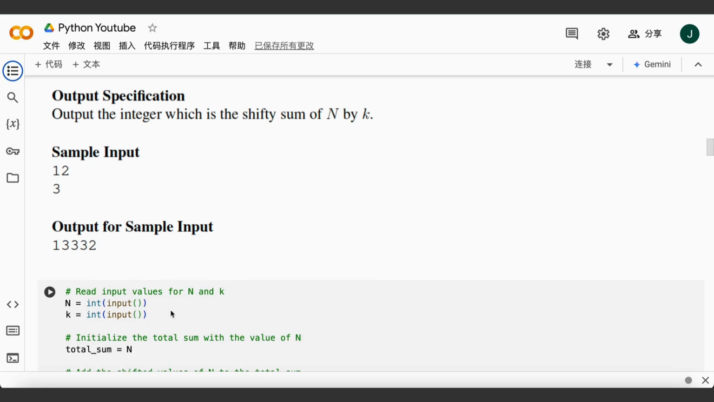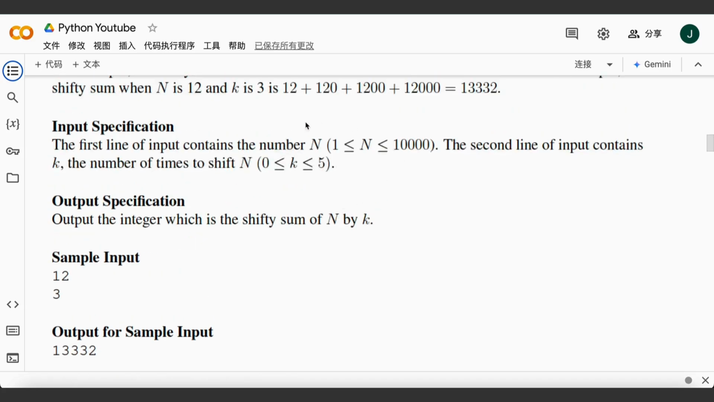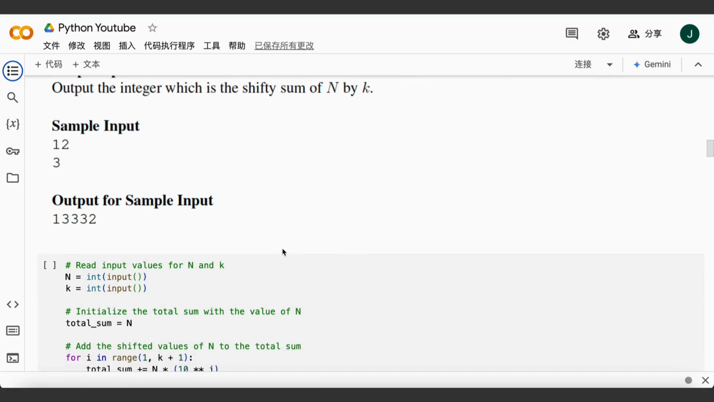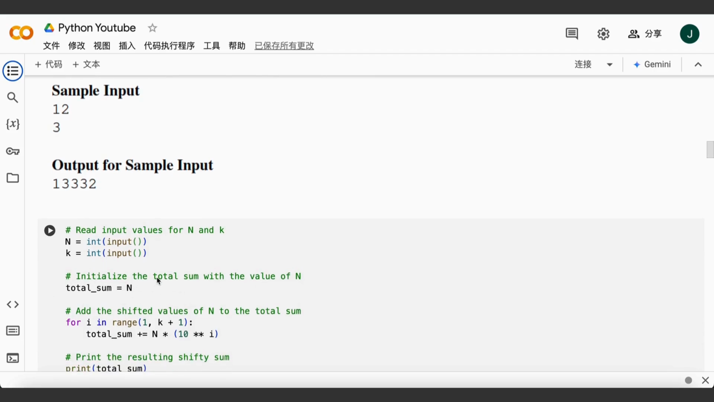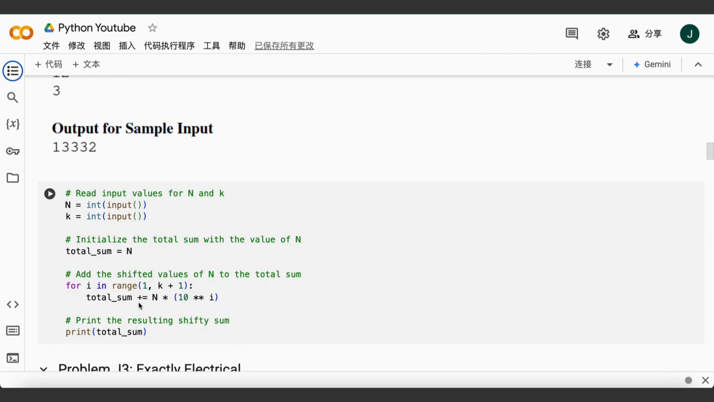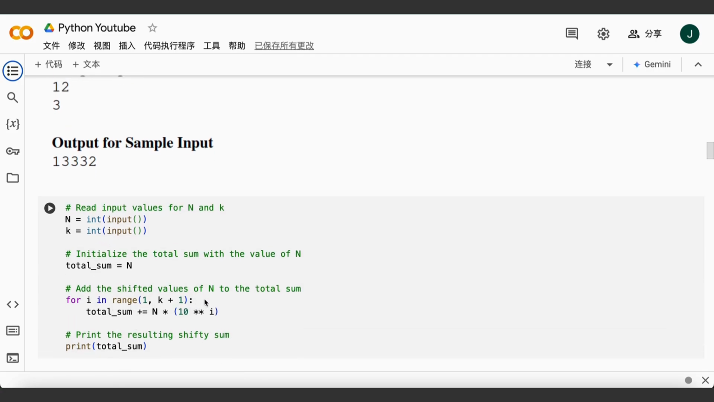During a contest, you can think of all the possibilities. Let's take a look at how we can solve this problem from a logic perspective. We have a total sum. Of course, you need to initialize the total sum and add the shift values into it. So we're going to take a loop from range 1 to k plus 1, right? Because we want to shift k times, and the upper bound of a range is usually not included.